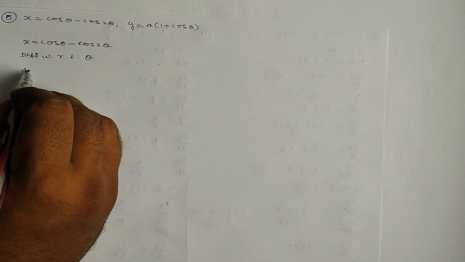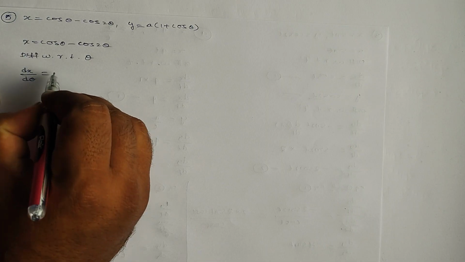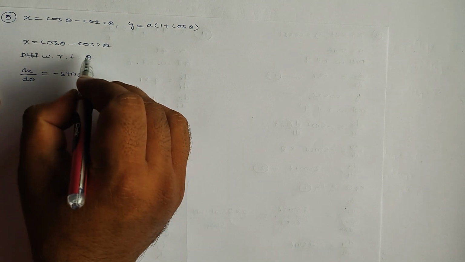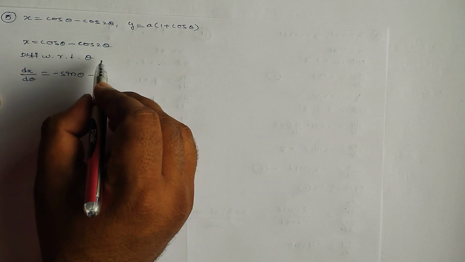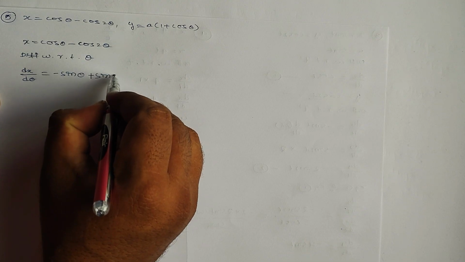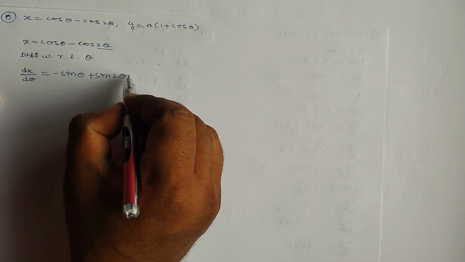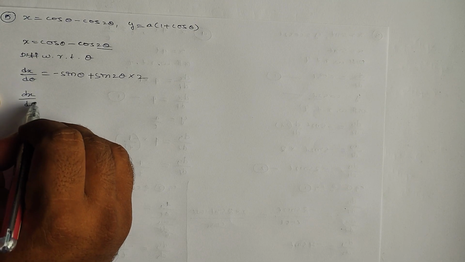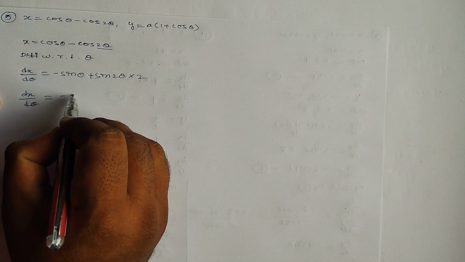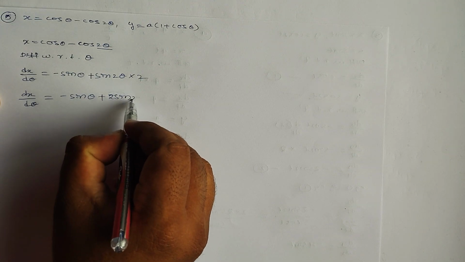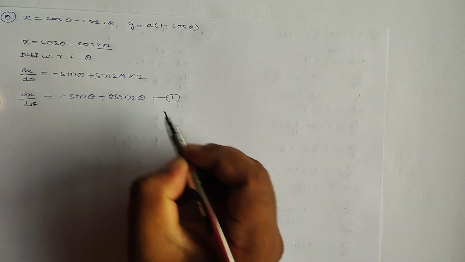Now dx by d theta is equal to: what is the derivative of cos theta? Cos theta becomes minus sin theta. Minus, what is the cos 2 theta derivative? Minus sin 2 theta, and minus becomes plus. By chain rule again, the derivative of 2 theta becomes 2. So dx by d theta is equal to minus sin theta plus 2 sin 2 theta. Say equation number 1.